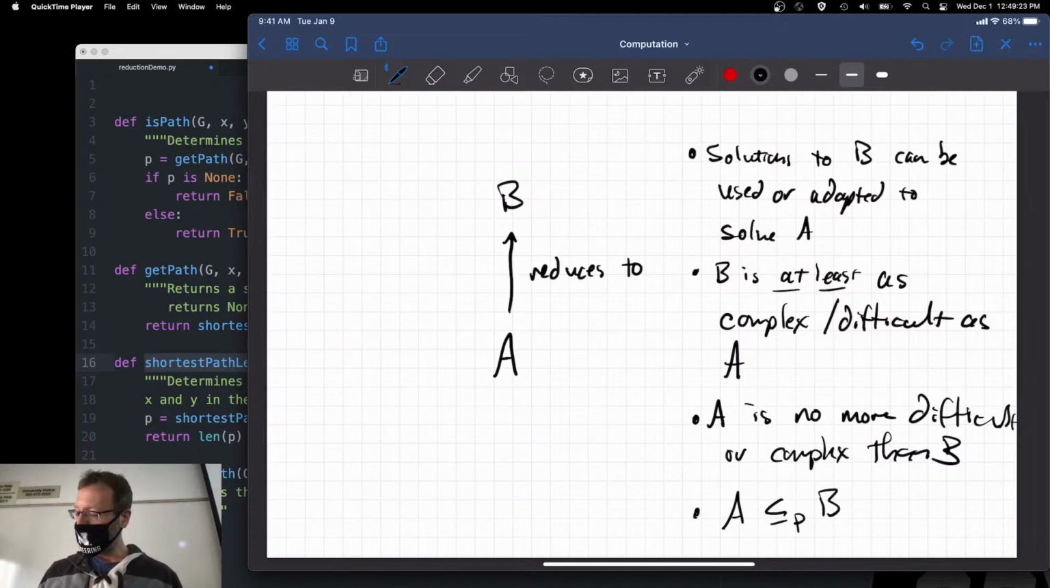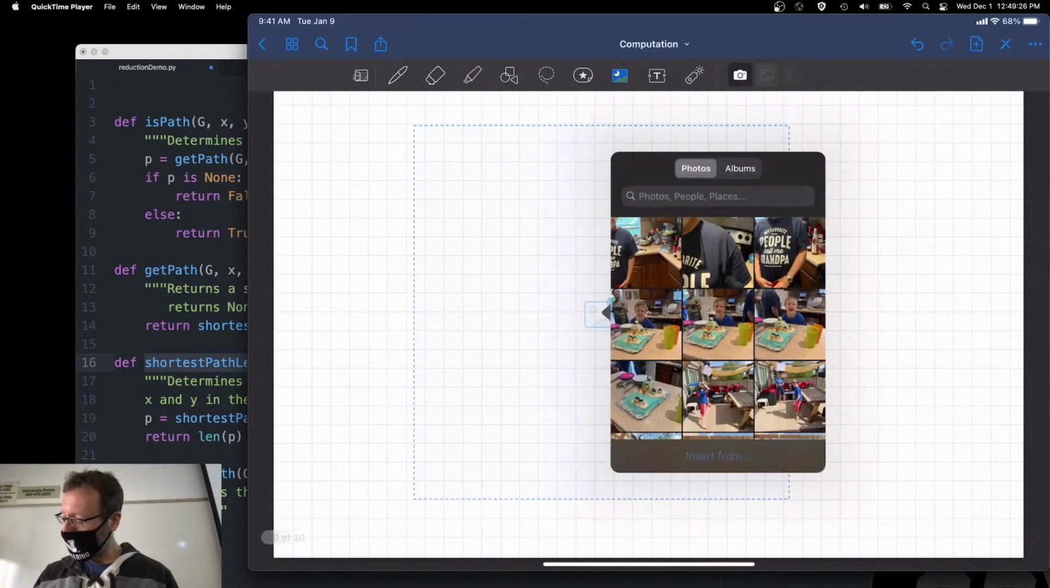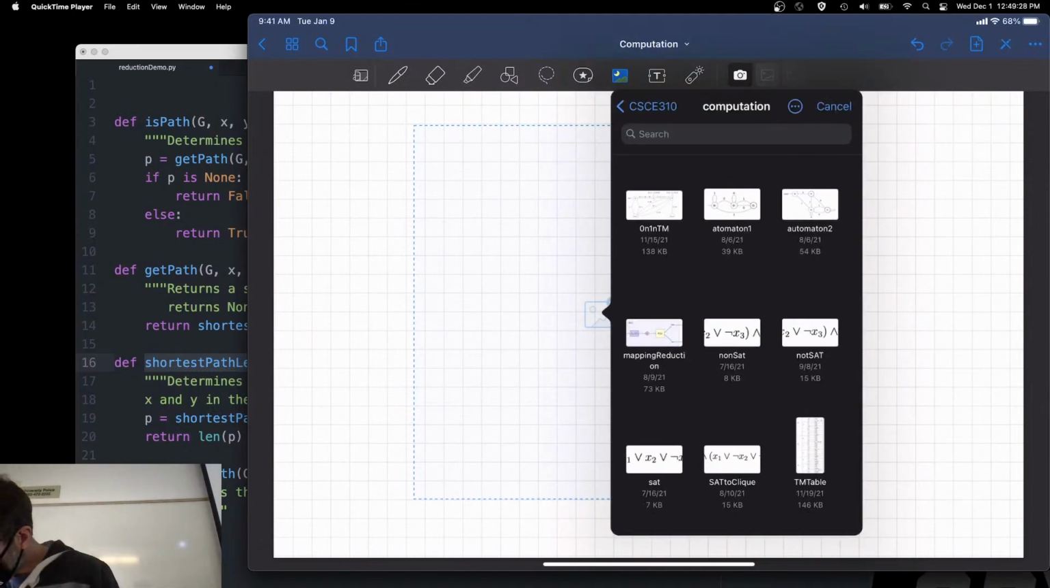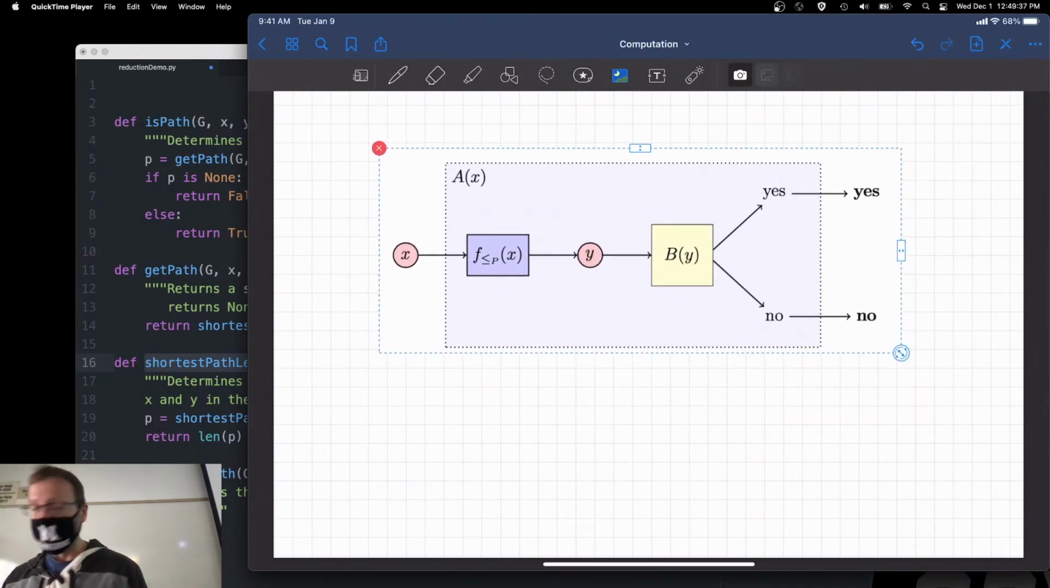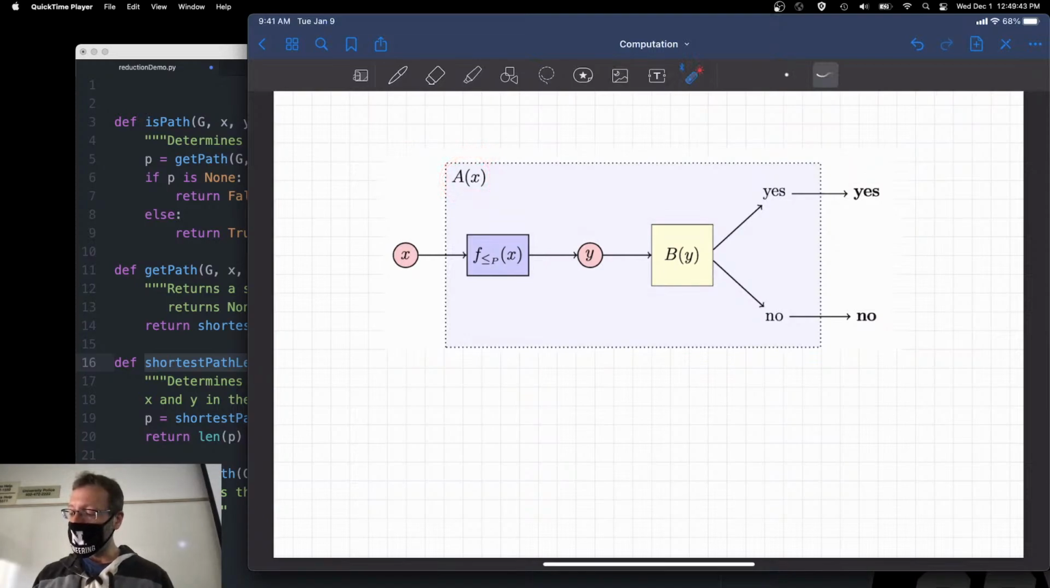Here's another picture of it. Here's an idea of a reduction. So we've got A here, and A is reducing to B. We take an input X for A. We're trying to run this function on this input right here. We're trying to run this algorithm on this input. We're trying to run this Turing machine on this string. All three of those statements are exactly the same thing if you accept the Church-Turing thesis.